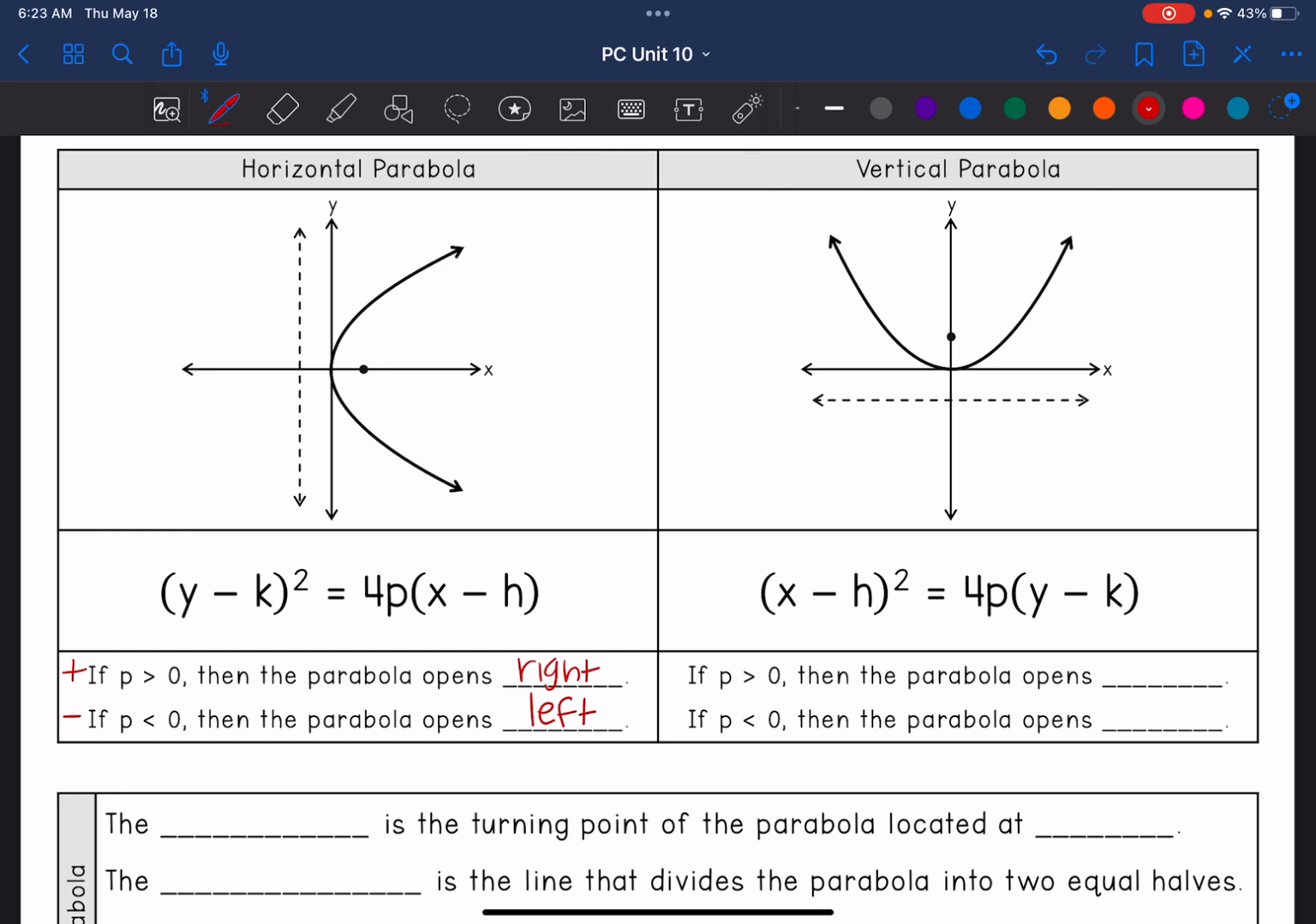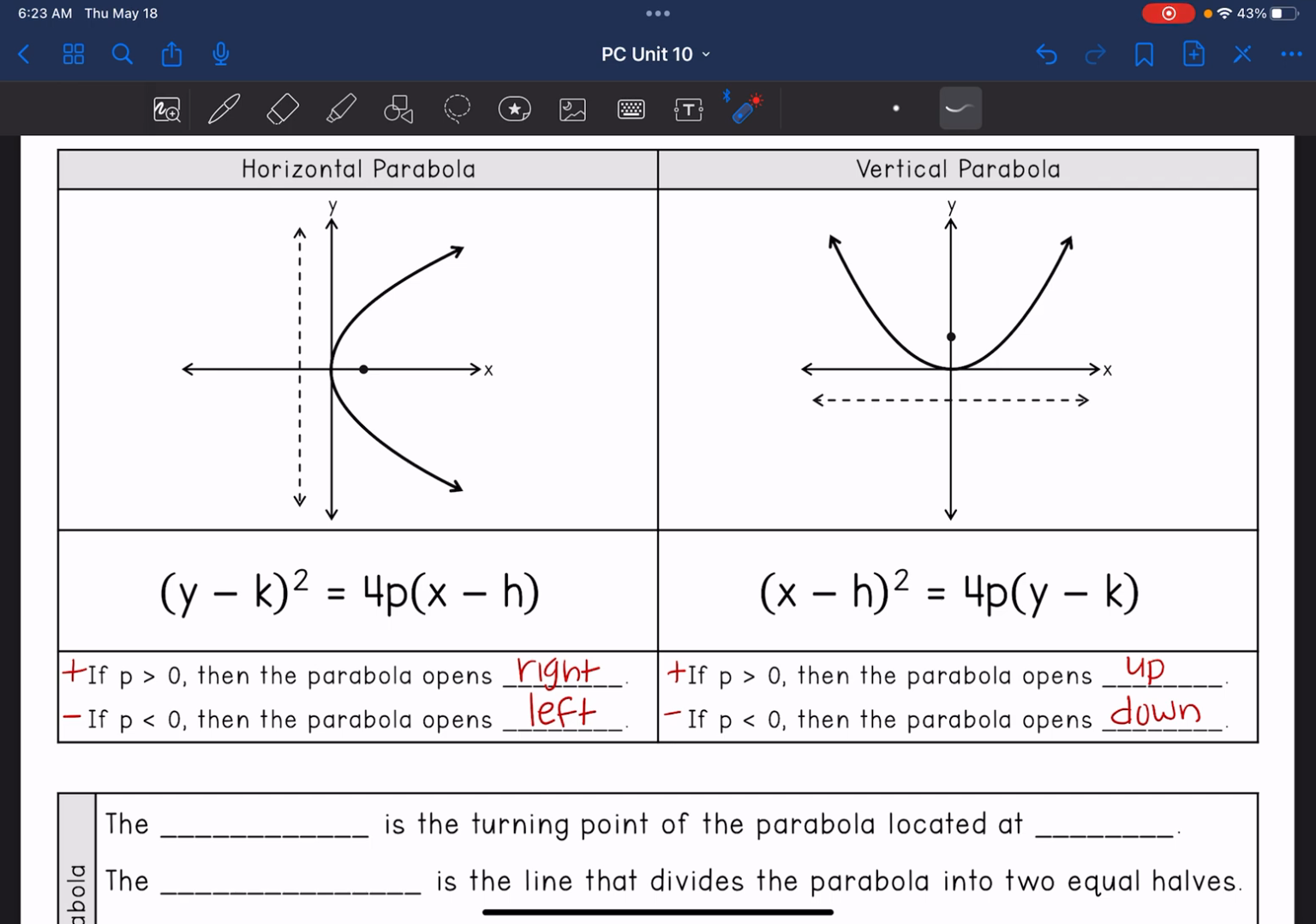And same thing for the vertical. So the two directions we have for vertical are up and down. If P is positive, then it's going to open up. And if it's negative, it's going to open down. So when I say P, I am referring to this value that's here.